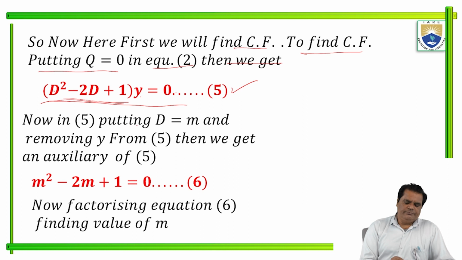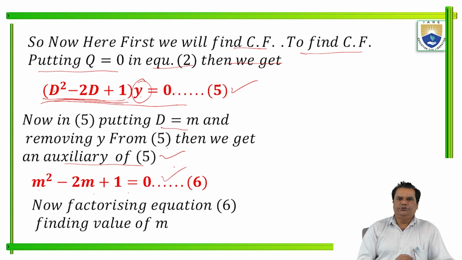Now in equation 5, putting D equal to m and removing y, we get the auxiliary equation of 5. So that is m square minus 2m plus 1 equal to 0. This is equation 6. Now factorizing equation 6, we find the value of m.